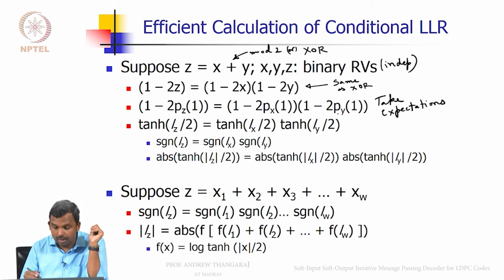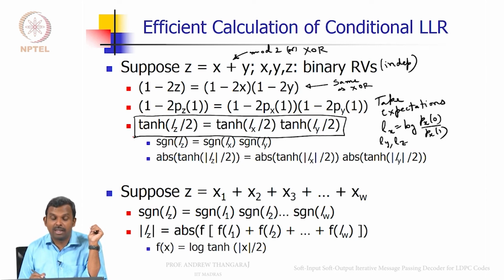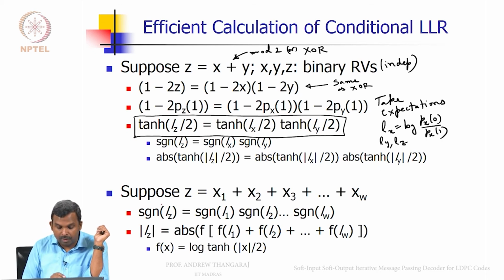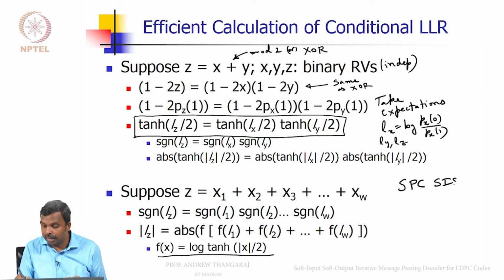Okay. Now, you can do this little bit of work here and define this Lx to be log Px of 0 by Px of 1, and likewise for Ly and Lz also, and you can show that this is true. This is a result I showed earlier on with tan hyperbolic. This is the crucial result here. Tan hyperbolic of Lz by 2 is tan hyperbolic of Lx by 2 times tan hyperbolic of Ly by 2, and then you use the fact that it is an odd function and separate it into sign and absolute value. When you extend z to x1 plus x2 plus x3 plus xw, the same thing applies. The signs multiply for Lz, and the absolute value works through this function f. So, we have seen all this before. I am just doing a quick recap to tell you why the SPC SISO decoder is easy to compute.